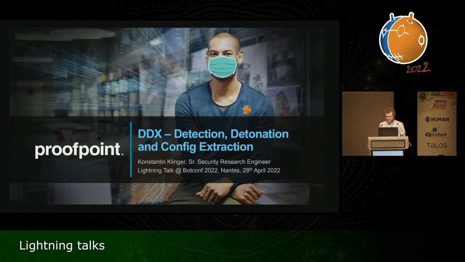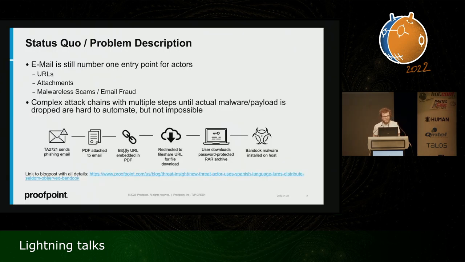Hi everyone, I'm Konstantin from Proofpoint. I'm in threat research and I do DDX. We are doing DDX, which stands for detection, detonation, and config extraction. I want to explain quickly what this is to you. Email is still the number one entry point for actors. We see URLs, we see attachments, we see also malware-less scams, which lead to customers bleeding.